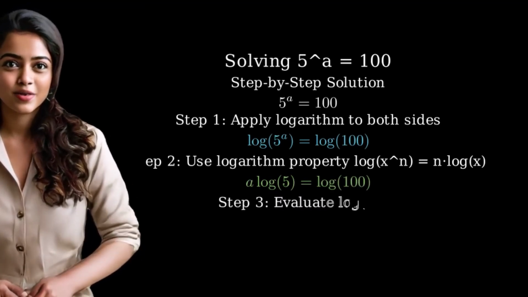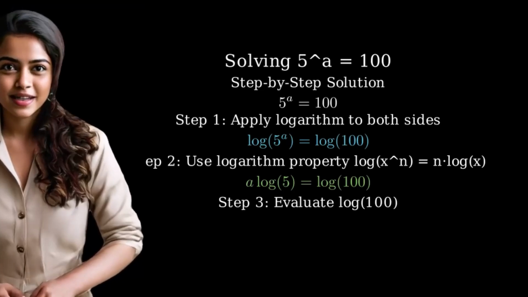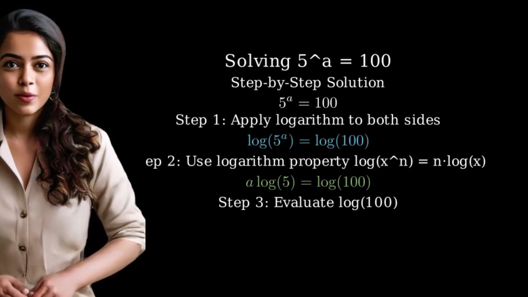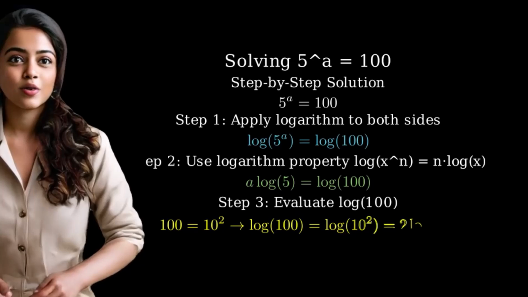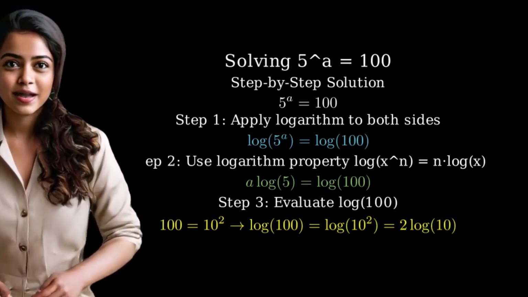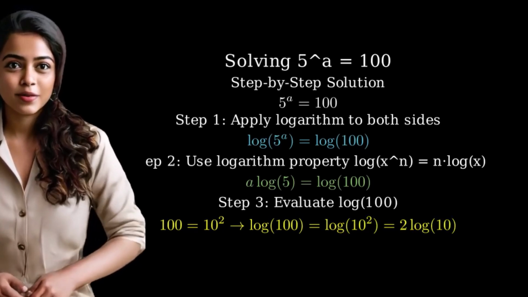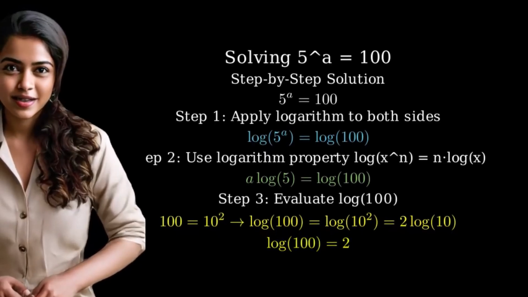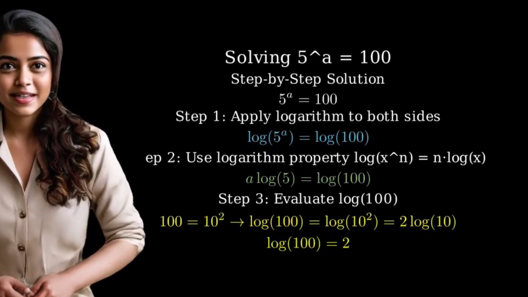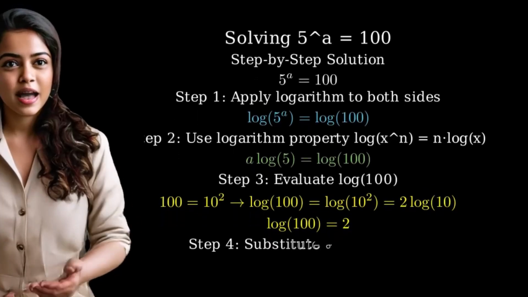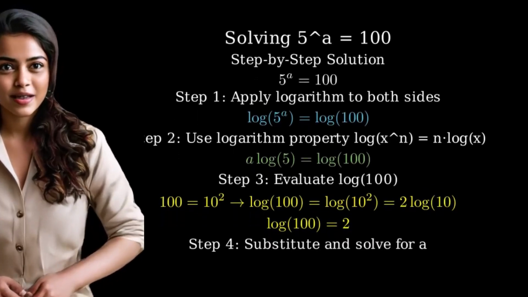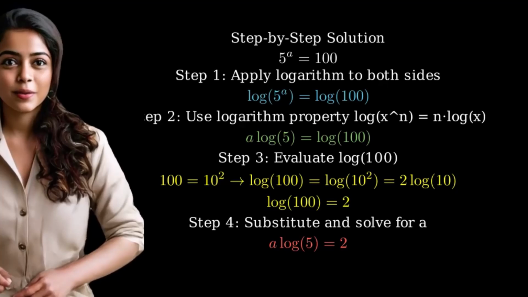Step 3. Let's evaluate log of 100. We can rewrite 100 as 10 squared. Using another logarithm property, log of 10 squared equals 2 times log of 10. And since log of 10 equals 1, we get that log of 100 equals 2. Step 4. Now we can substitute this back into our equation. We get a times log of 5 equals 2.